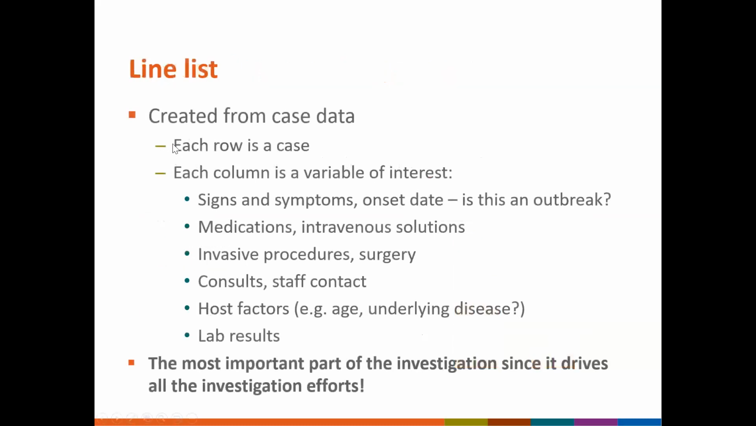A line list is created from case data. Each row is a case and each column is a variable of interest. It could be signs and symptoms, onset date, to understand whether this is an outbreak or not. Medications, intravenous solutions, etc. can be added there. Antibiotics can be added there, a particular antibiotic which you are suspecting. Invasive procedures like surgeries, if you are dealing with a surgical site infection outbreak.